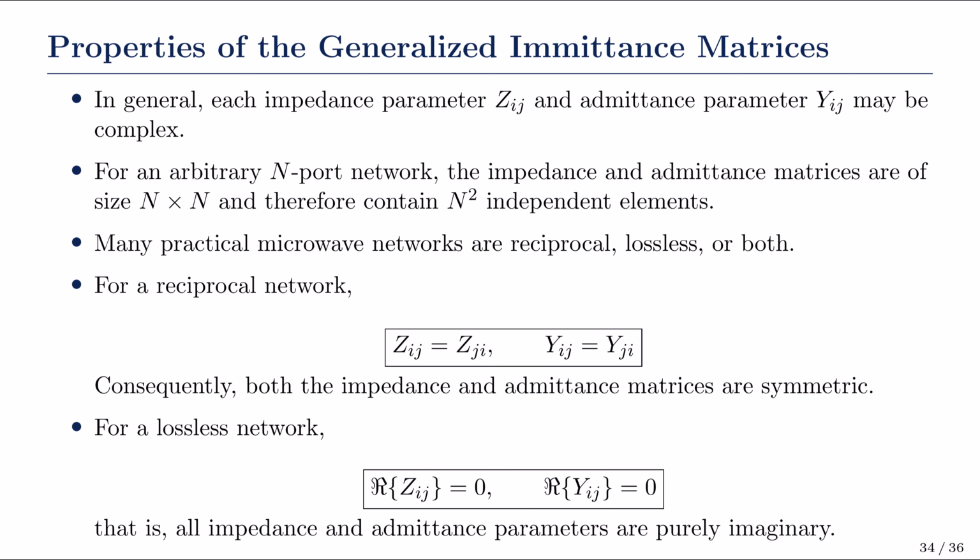Properties of generalized immittance matrices. We now summarize the main properties of impedance and admittance matrices. For an arbitrary n-port network, both matrices are square matrices of order n containing n² complex elements. Many practical microwave networks are reciprocal. For reciprocal networks, the matrices are symmetric, meaning that Zij equals Zji and Yij equals Yji. If the network is lossless, every impedance and admittance parameter is purely imaginary, since the real parts are equal to zero. These properties are extremely useful because they simplify both analysis and network characterization.